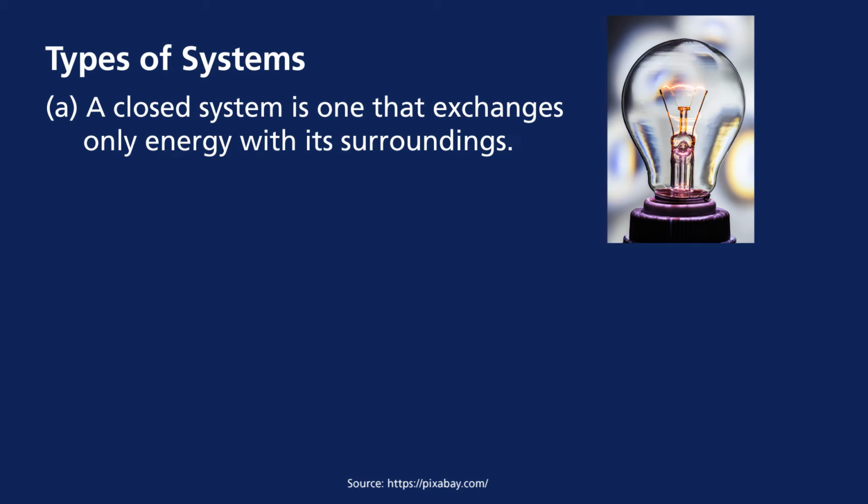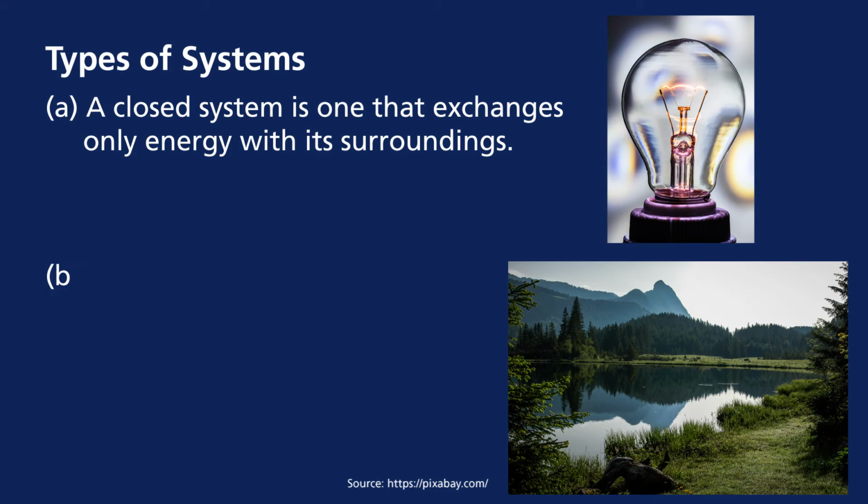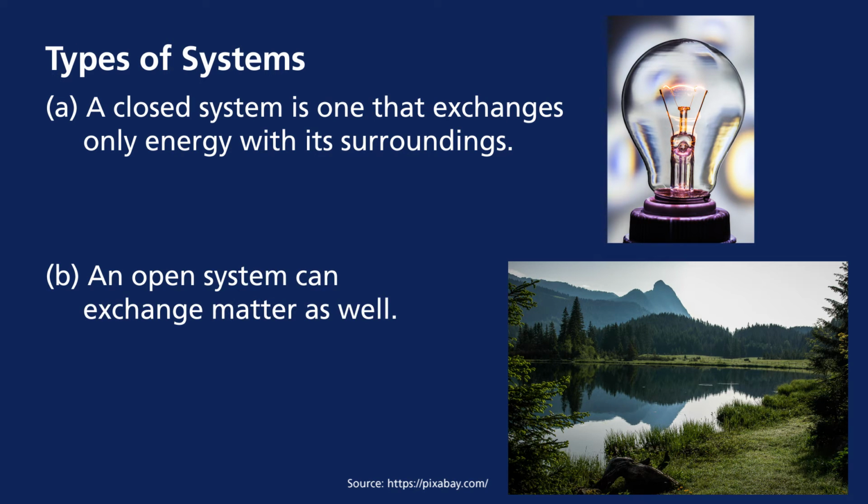There are basically two different types of systems: a closed system and an open system. A closed system is one that exchanges only energy with its surroundings. The entire Earth is an example of a closed system. An open system not only exchanges energy, but also matter. So these four spheres are examples of open systems.